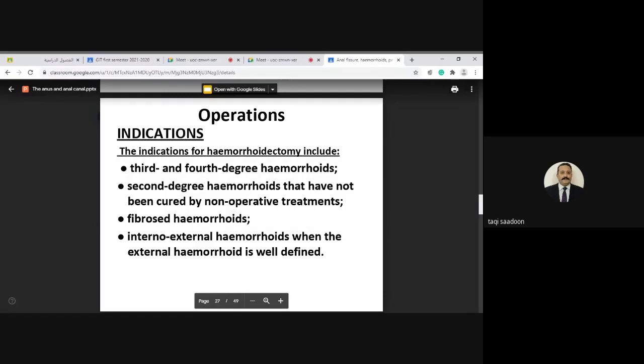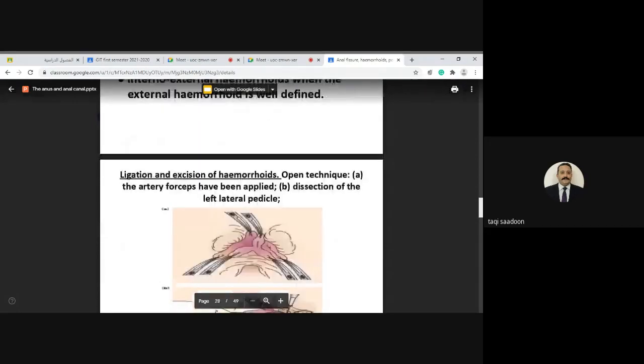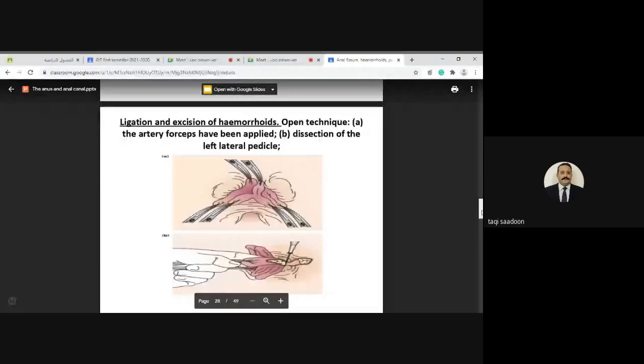So the indication for surgery, as we said, is why we made the degrees, so we know them: surgery for the third and fourth degree hemorrhoid. The first and second degree can be treated conservatively. Second degree hemorrhoid that has not been cured by non-operative treatment can also be operated on. Also fibrous hemorrhoid and intero-external hemorrhoid, when the external hemorrhoid is well defined, these are the indications for operation. This operation we call ligation, transfixation and excision. We remove the hemorrhoid.